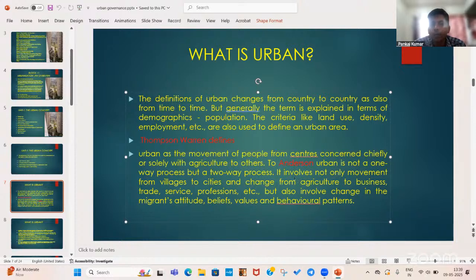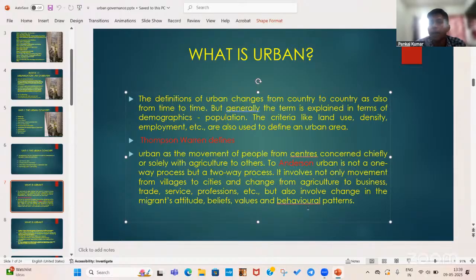According to Anderson, urban is not a one-way process. Anderson considers urban as a two-way process. How is it a two-way process? What he believes is that urban involves not only movement from village to cities and changes from agriculture to other economic activities like business, trade, services, professions, etc. But why is it a two-way process? Because urban also involves change in the migrants' attitudes, beliefs, values, and behavioral patterns.